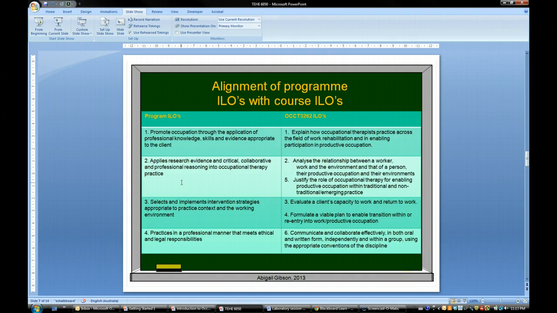So we're asking students to perhaps read more widely than just occupational therapy literature in saying, well, what is the evidence that links people engaging in meaningful productive occupation? What is the evidence that links that with them living a healthier and more satisfying life?